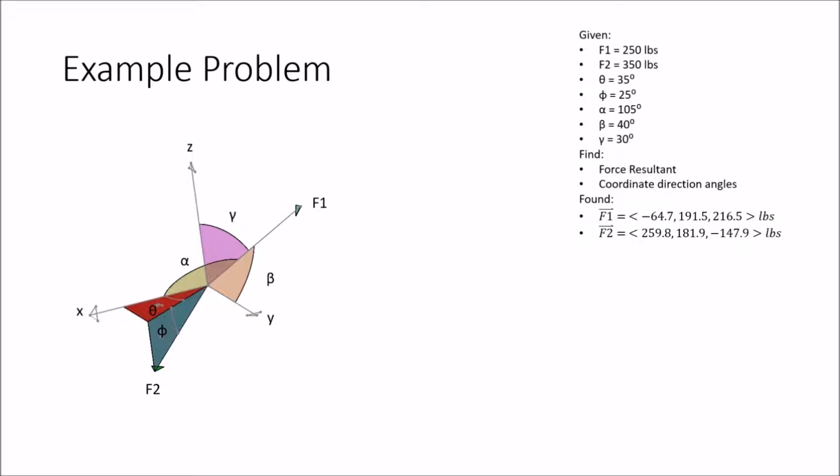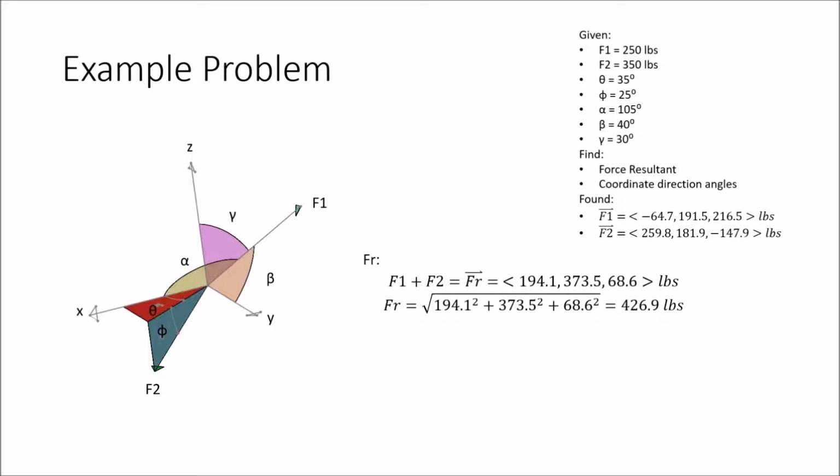Now that we have the two forces broken up into x, y, and z components, all we have to do is add them together, and we get our force resultant. Then to find the magnitude, we just need to use the Pythagorean theorem, and we can find the magnitude of the force resultant. So I'll go ahead and do that right now.